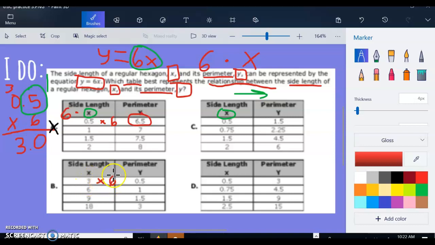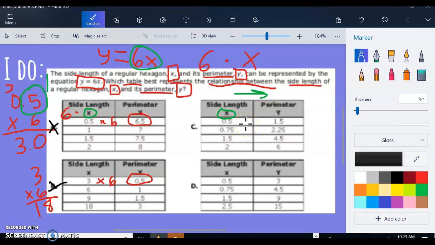So 3 times 6. I know that 3 times 6 is going to equal 18. That's a pretty easy one. So, is this answer over here 18? No. Our answer over here is 5/10. So once again, this answer is not correct. Let's go to answer choice C.